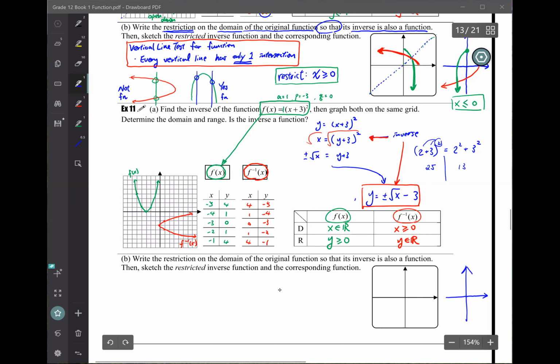Okay, restriction. Let's put it underneath.